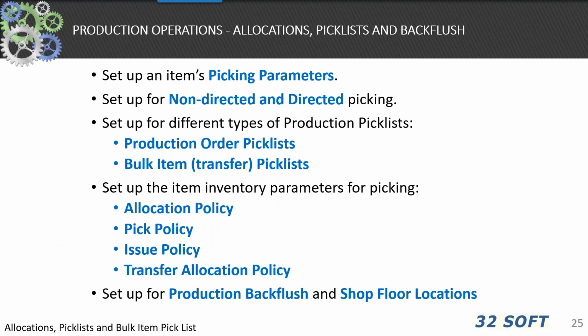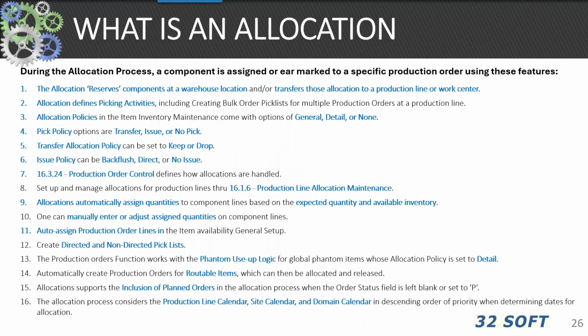Now let's look a little bit closer at some parameters, such as the inventory picking parameters. We'll talk about non-directed and directed picking. We'll look at production order pick list, bulk item pick list, allocation policies, pick policies, issue policies, transfer allocation policies, and a little bit about production backflush and shop floor locations.